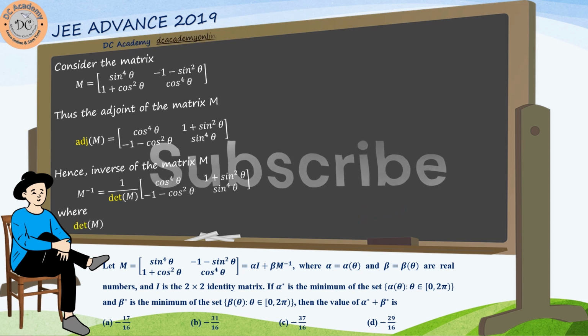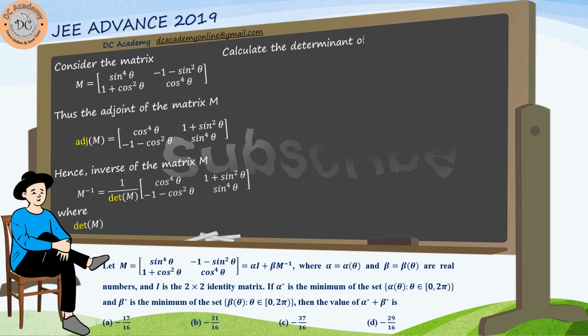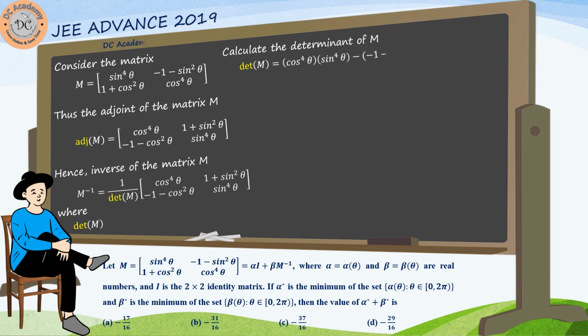Here the determinant of M is given by sin^4 cos^4 and so on. So we have to find the determinant of M. Let's calculate the determinant of M by doing the cross multiplication. So therefore, cos^4 sin^4 minus (1 + cos^2 theta) into (-1 - sin^2 theta). Okay, that's it.